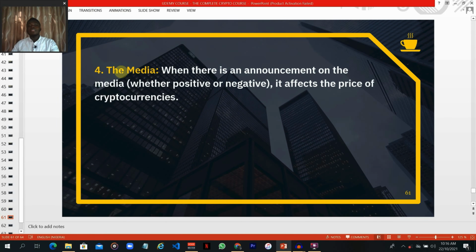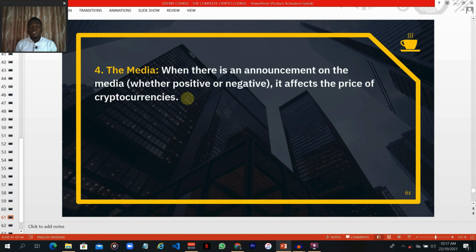Number four is the media. Now, when there is an announcement on the media, whether positive or negative, it also affects the price of cryptocurrencies. So when there is a good announcement on any cryptocurrency, it leads to the rise in price. When there is a negative announcement on the cryptocurrency, it leads to the drop in price. So all of these things are the things that can affect the price of a cryptocurrency.